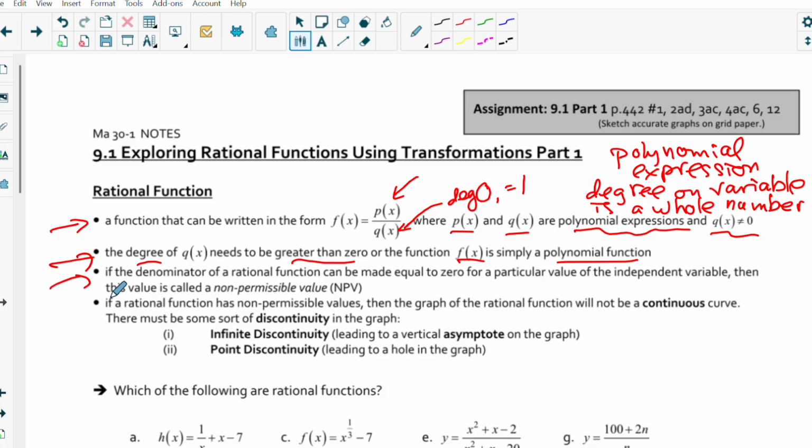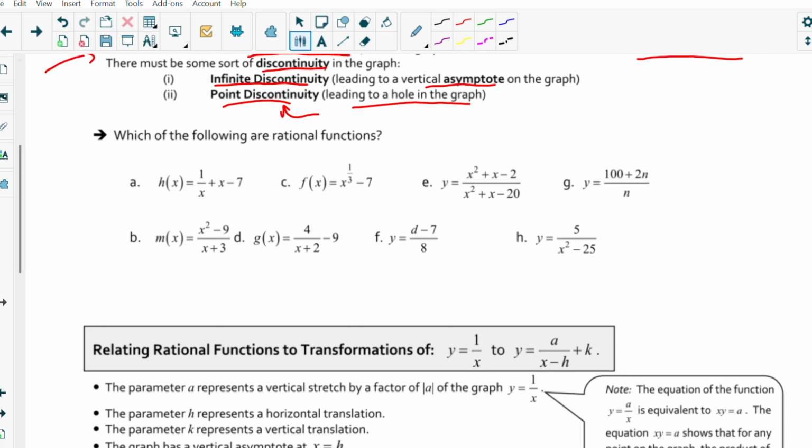If the denominator of a rational function can be made equal to 0 for a particular value of the independent variable, then this value is called a non-permissible value. If a rational function has non-permissible values, NPV, then the graph of the rational function will not be a continuous curve. There must be some sort of discontinuity. Infinite discontinuity is something leading to a vertical asymptote on the graph, a point discontinuity leading to a hole in the graph. This we will get into a couple lessons later.